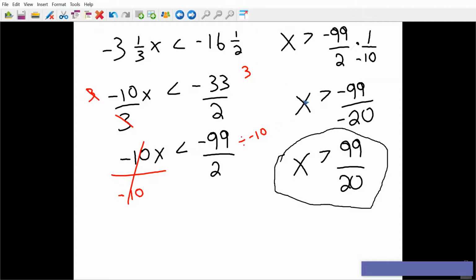When dividing by a fraction, you have to multiply by the reciprocal. Negative 99 times 1 is negative 99. 2 times negative 10 is negative 20. 2 negatives makes a positive. Next question.